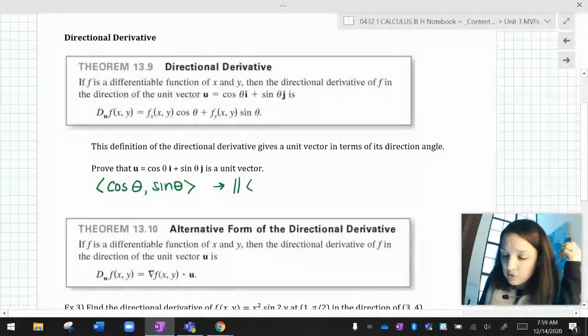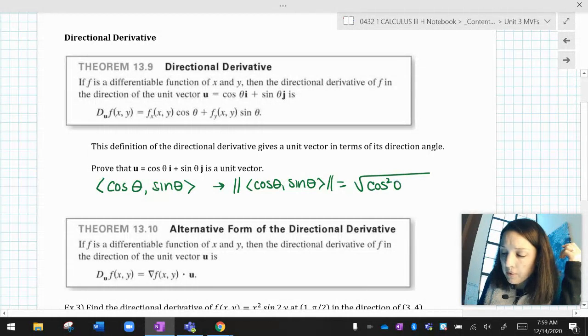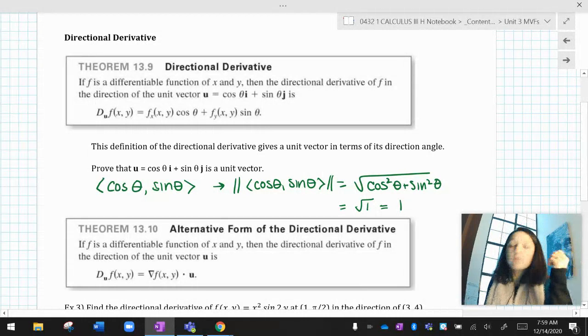So the magnitude of cos theta, sine theta would be the square root of cos squared theta plus sine squared theta. And cos squared plus sine squared is 1. So yeah, that's 1 unit long.